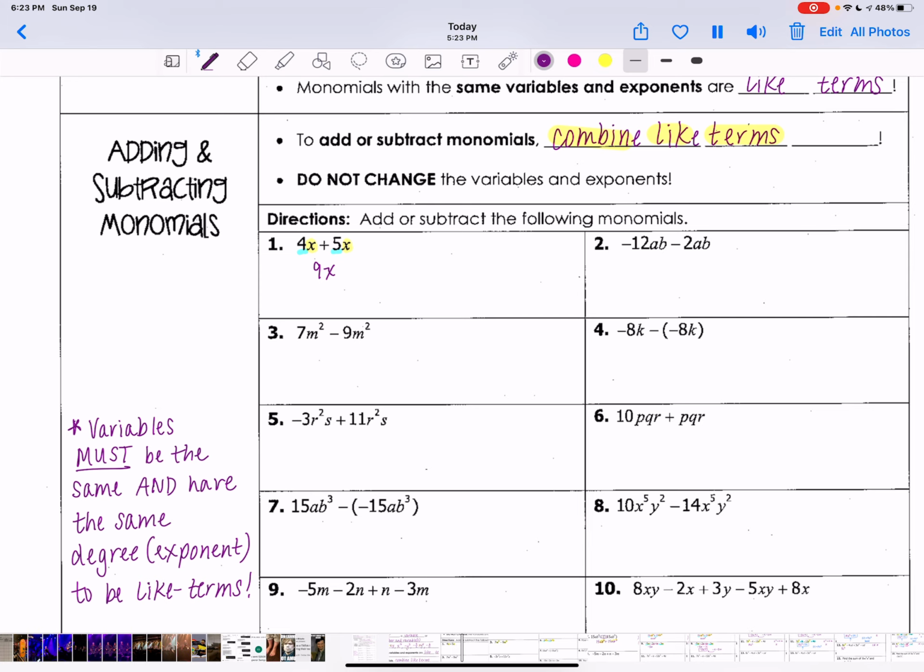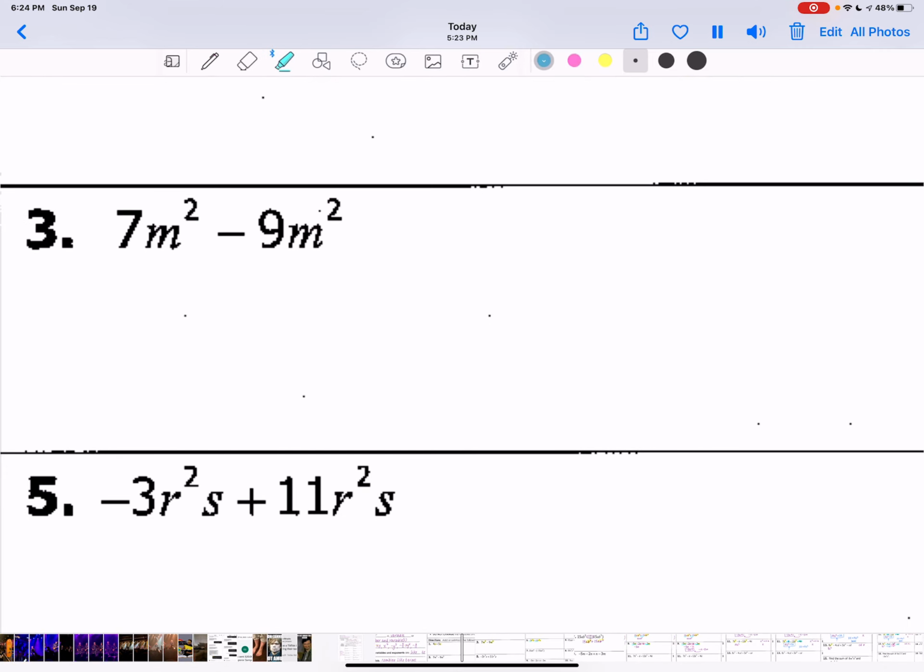The variables must be the same and have the same degree or exponents to be like terms. So let's look at number 3 as we zoom in here. I've got 7m squared minus 9m squared. They have m's, so that's good, and they both have 2 as an exponent. So that means they're like terms.